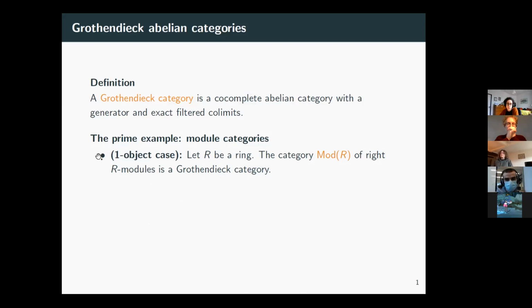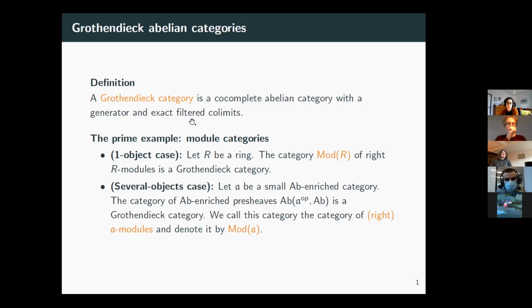Then we can do this story for the several object case: instead of a one-object Ab-enriched category, we take a small Ab-enriched category A, and we take the Ab-enriched pre-sheaves, so mainly linear functors from A^op to abelian groups. This is precisely the analog of the one object case. This is also a Grothendieck category, and we will call it the category of right A modules, denoted by Mod A. So this is our main example.